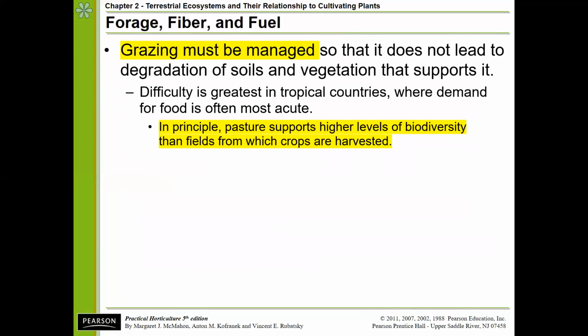Again, grazing has to be managed so it does not lead to the degradation of soils. However, pasture does support higher levels of biodiversity than the fields from which crops are harvested. So I'm not saying anything bad about animal or plant production for crop production. I think that there just needs to be a good balance of both and looking at the land which is more acceptable for each one.